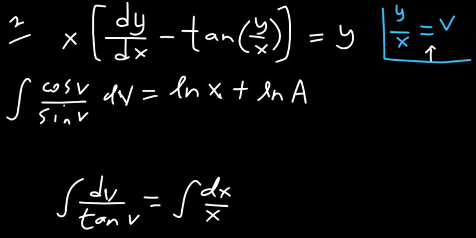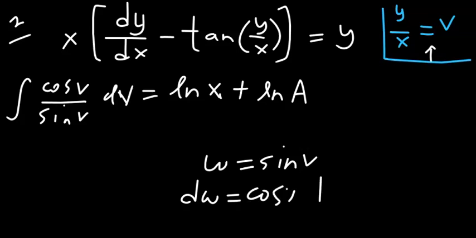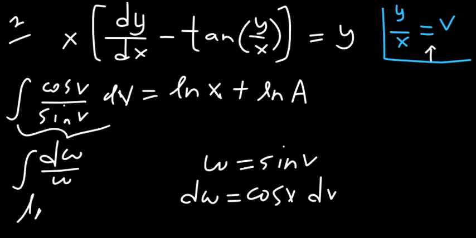natural log of a. In the integrand of the left-hand side integral, the denominator is sine, the numerator is cosine. So the numerator is the derivative of the denominator with respect to v. So if you make a substitution, let's say w to be sine v, then dw is cosine v dv. So that integral will simply become the integral of dw over w, which is just natural log of w.